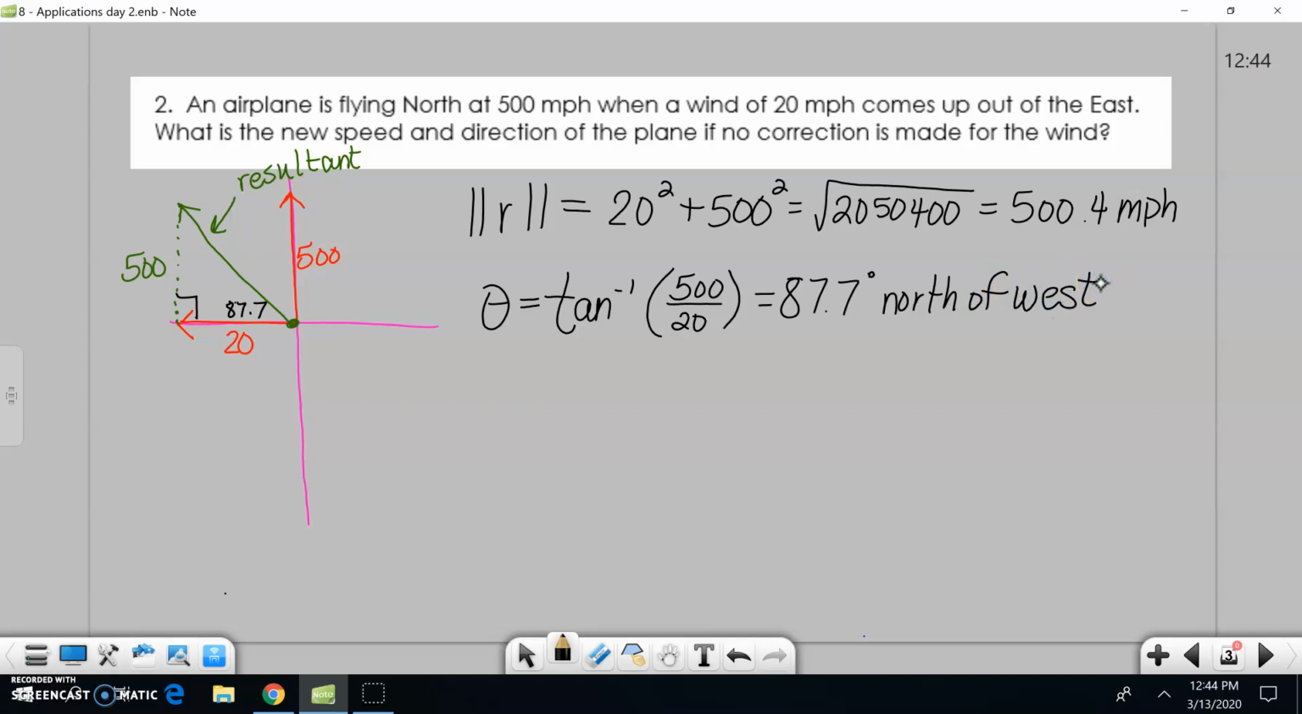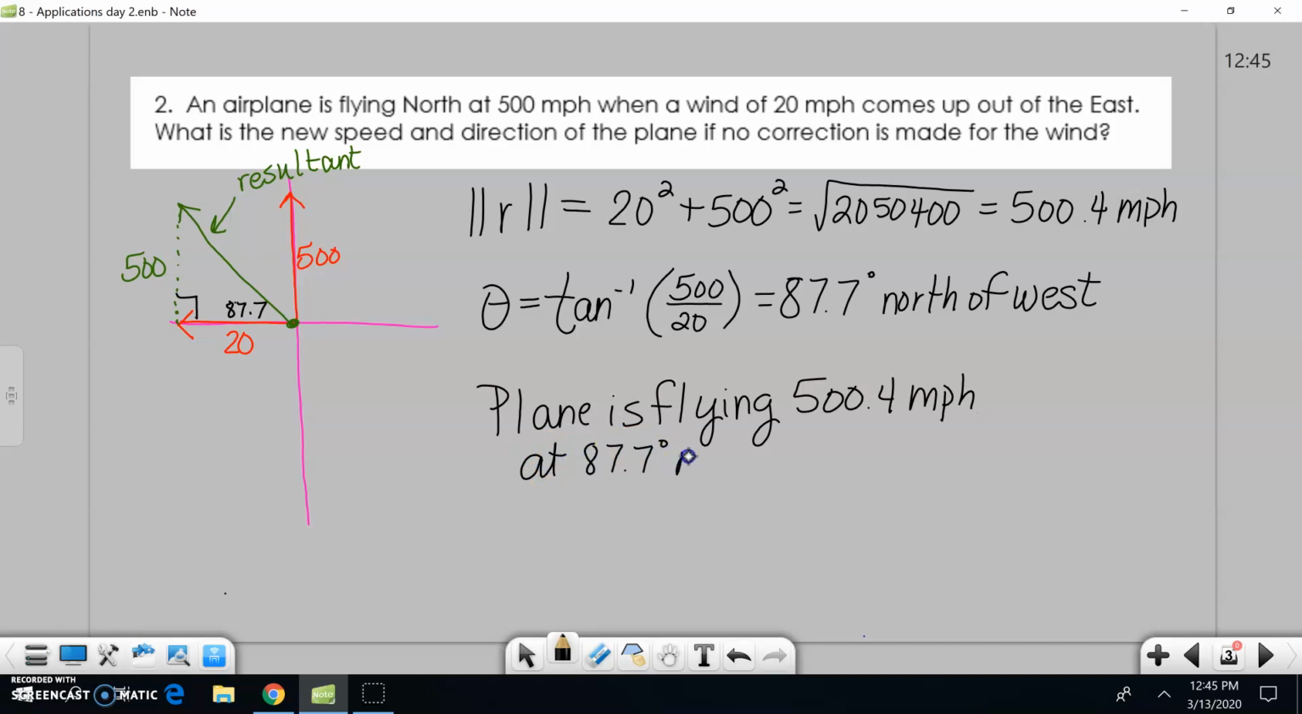No need to find the second quadrant angle measurement here because we're describing the direction of the plane, not necessarily a second quadrant angle. So to conclude, the plane is flying 500.4 miles per hour, so just a little bit faster than it was, at 87.7 degrees north of west.